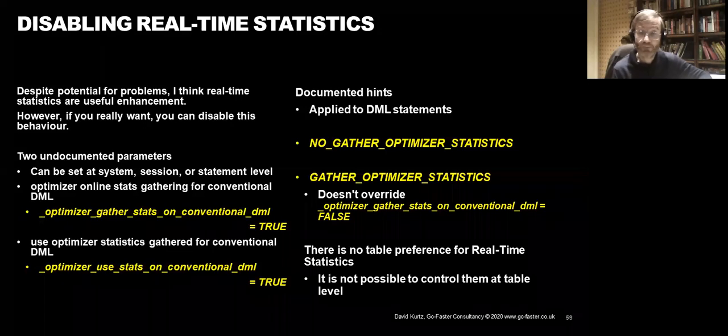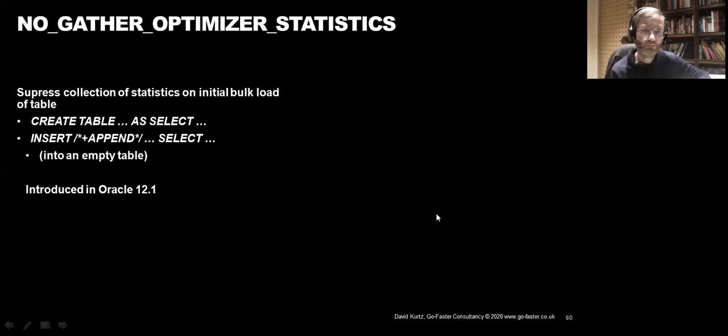One thing I think is a pity is that there's no table statistic preference for real-time stats. I think it would be nice to be able to set a preference saying I do want real-time stats on this table and I don't want it on that table. But that's not what you can do. You have to do it at statement level or session level or database level.